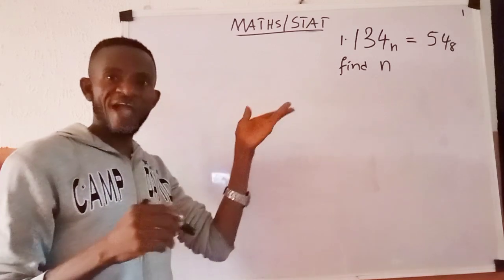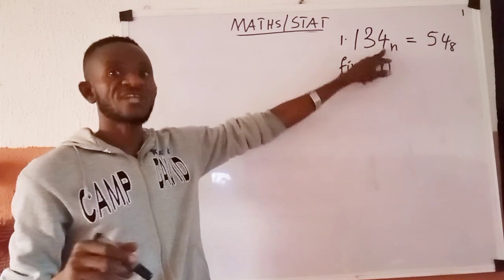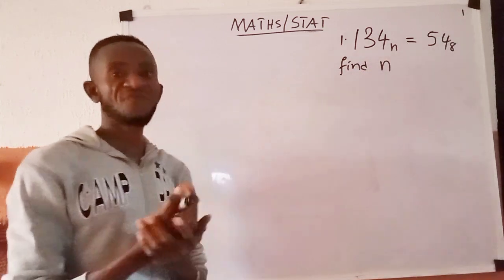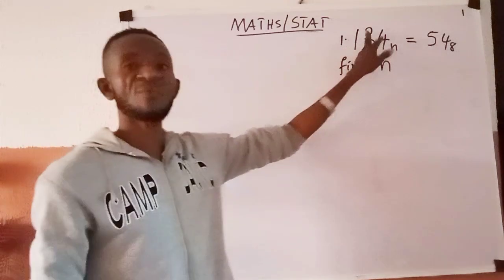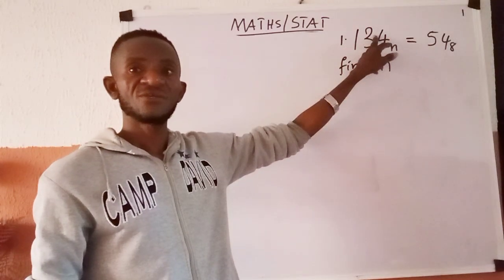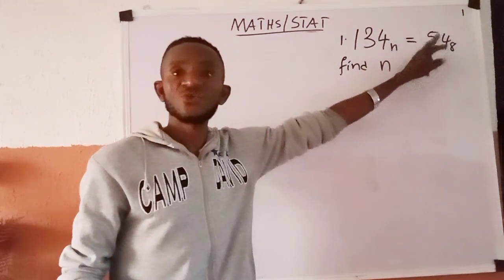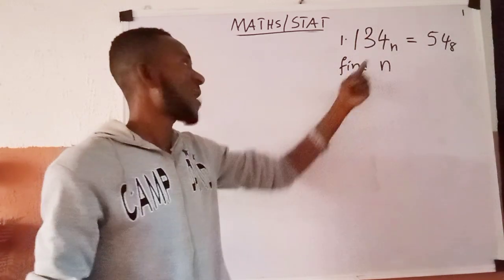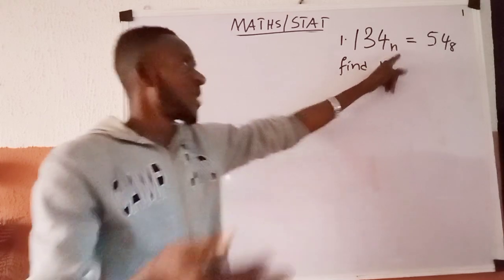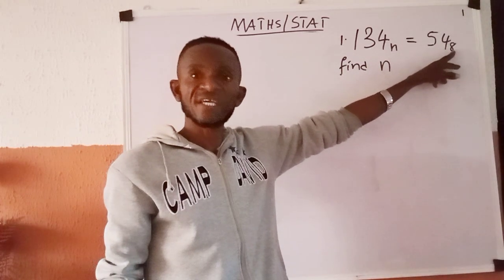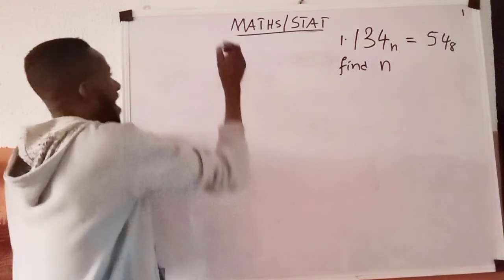So we are going to provide the value of n here. In fact, we really want to know what this base is, such that it can give us 54 base 8. So the first thing we are going to do is to express this number using the idea of base 10, and express this one equally using base 10. That is to say, we are given a number in base n, and we are told to express it in base 10. We are equally given a number in base 8, and we want to express it in base 10.